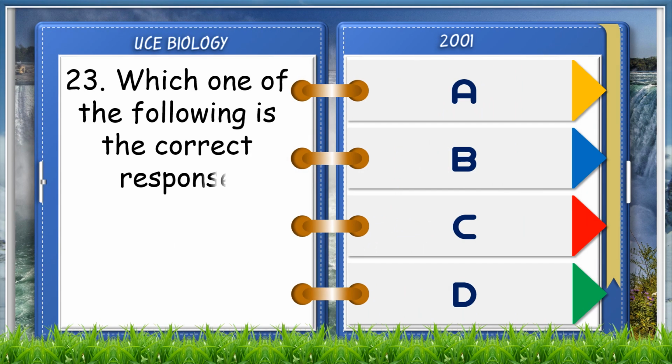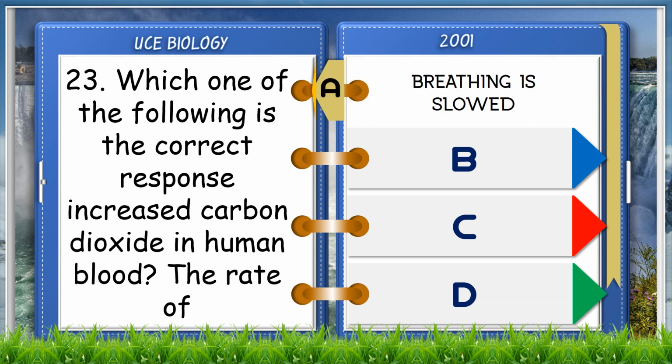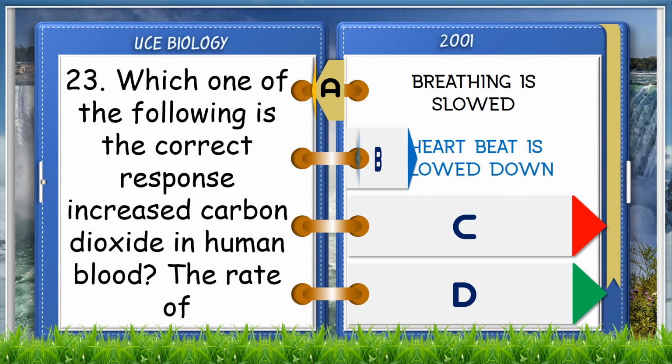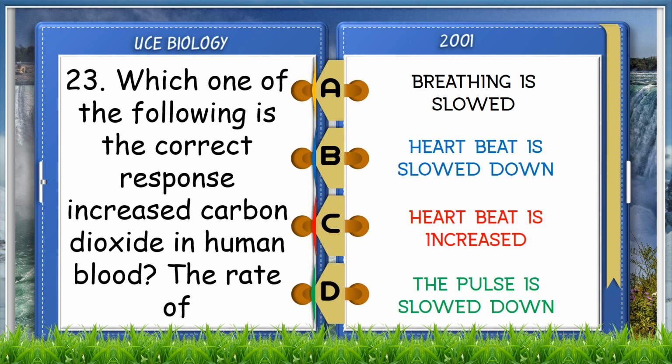Which one of the following is the correct response to increased carbon dioxide in human blood? The rate of A. Breathing is slowed. B. Heartbeat is slowed down. C. Heartbeat is increased. D. The pulse is slowed down. The answer is C. Heartbeat is increased.